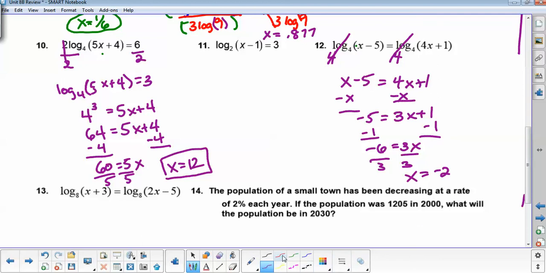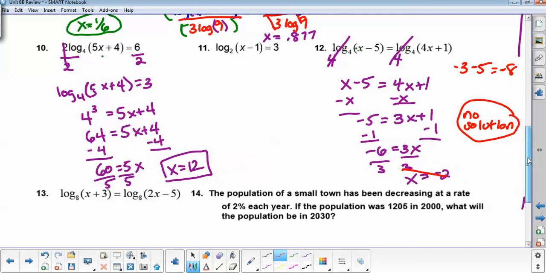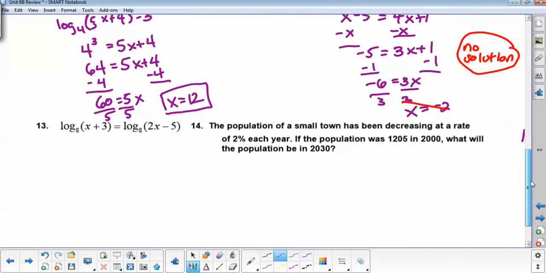So then you need to check it by plugging it back in. I can plug it into either of these first and then the other. So if I plug it into x minus 5, I would have negative 2 minus 5, which is negative 7. And the input for your logarithm here cannot be negative. So this answer is extraneous, and there is no solution to this problem. Alright, and so then you can try problem 13 in a similar way. Try that one on your own, and then we'll go back to 14 together.